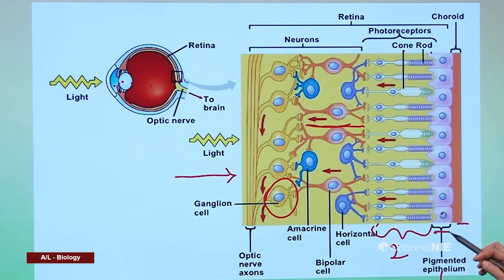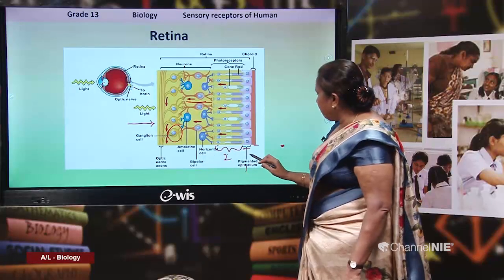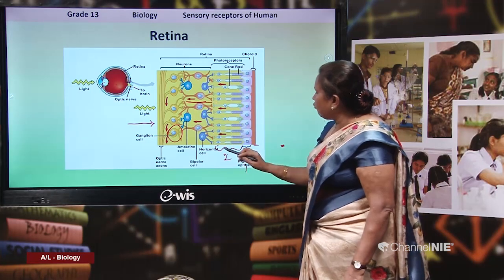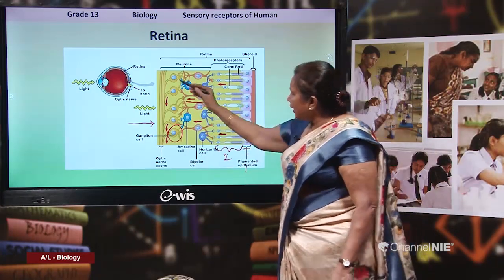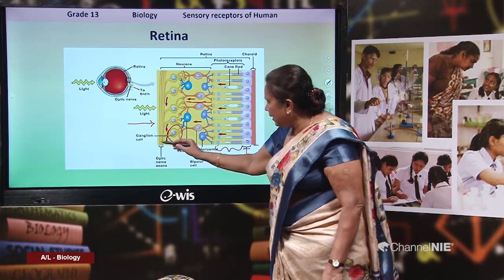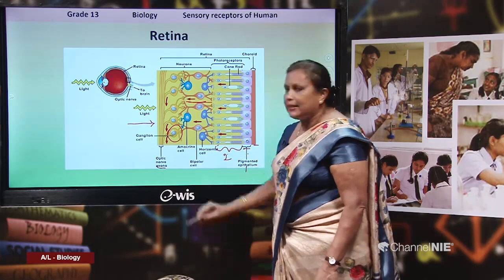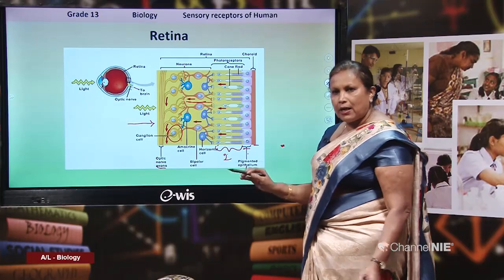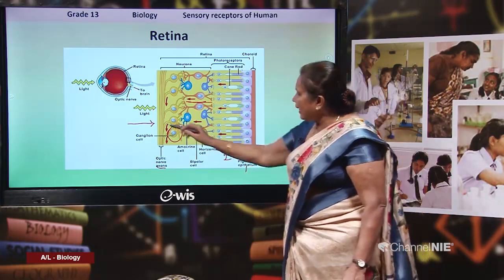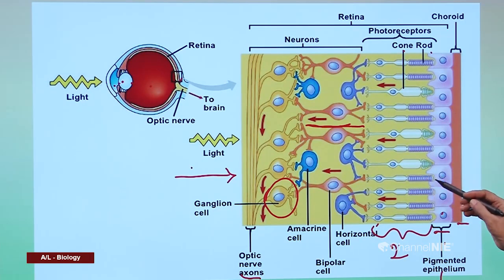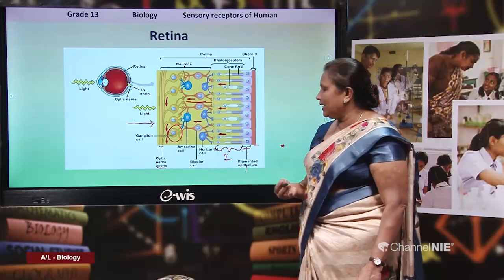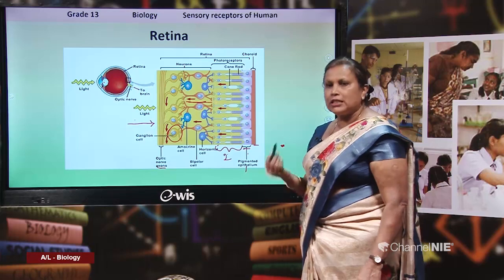Now you can see three layers: the pigmented layer, the second one photoreceptors, the third one neurons. Now all the neurons form nerve fibers and produce the optic nerve. These are the parts of the retina. So light enters from this side and moves into the retina, and photoreceptors absorb light. That is how the photoreceptors get stimulated.